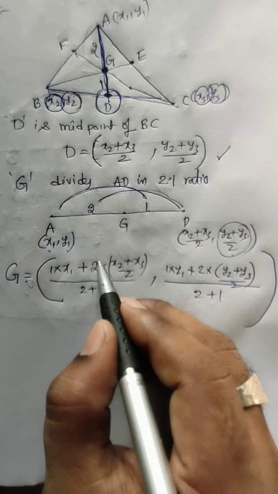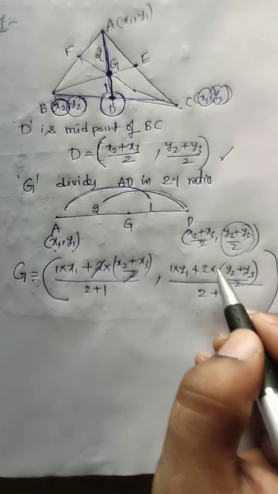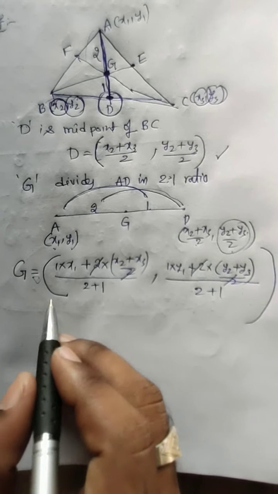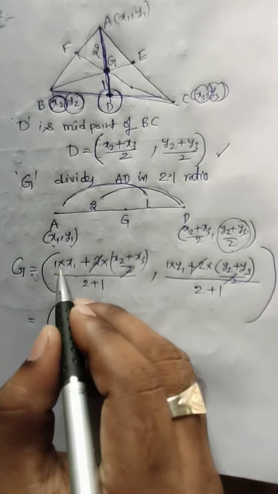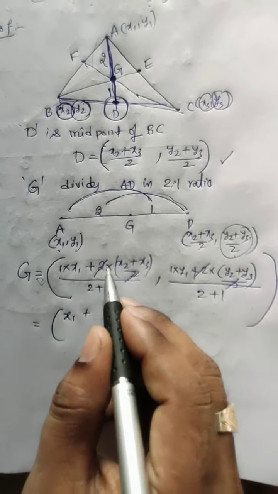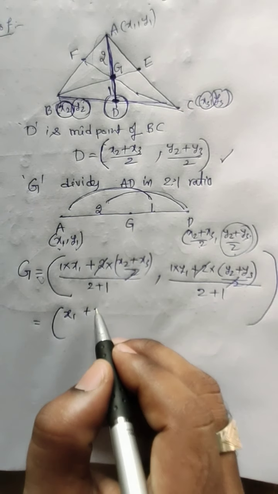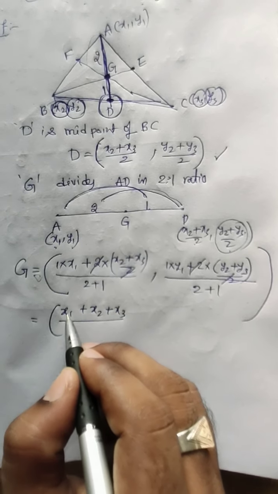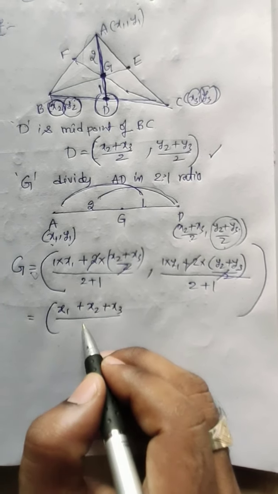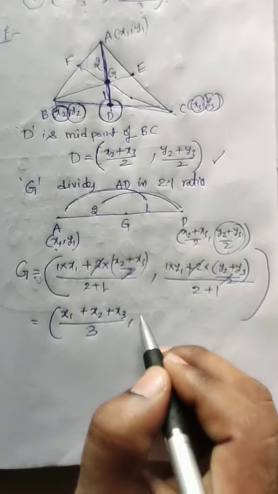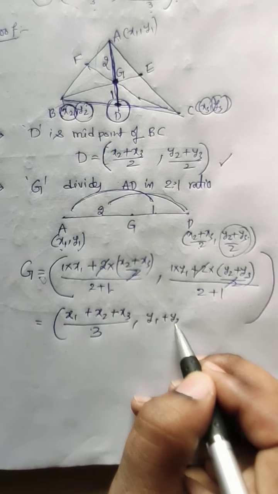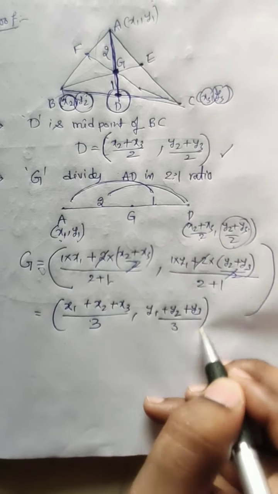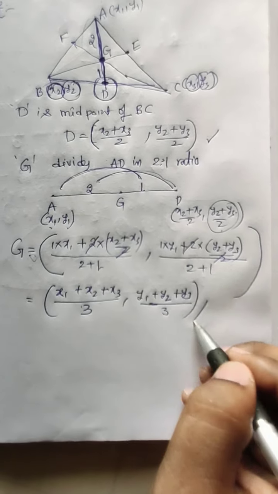Okay, just observe here, the 2 cancels here, same way here also the 2 cancels. So what remains, that you write here: 1 into x1, so 1 remains, 1 into x2, and x3 is nothing but x2 plus x3. So finally (x1 + x2 + x3)/3, since 2 plus 1 is 3, comma (y1 + y2 + y3)/3 will come here also. So this is our formula.